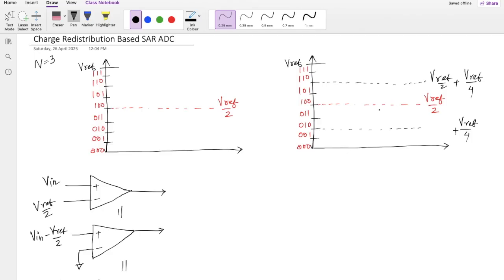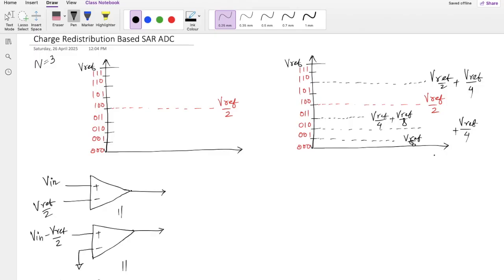That means if the MSB is 1, my next threshold for comparison will be VREF by 2 plus VREF by 4, whereas if it is 0, I can just directly go to VREF by 4. Okay. Similarly, from here also, if it is 1, on the higher side, then this point becomes VREF by 4 plus VREF by 8, whereas if it is 0, I can directly go to this point, which is VREF by 8.